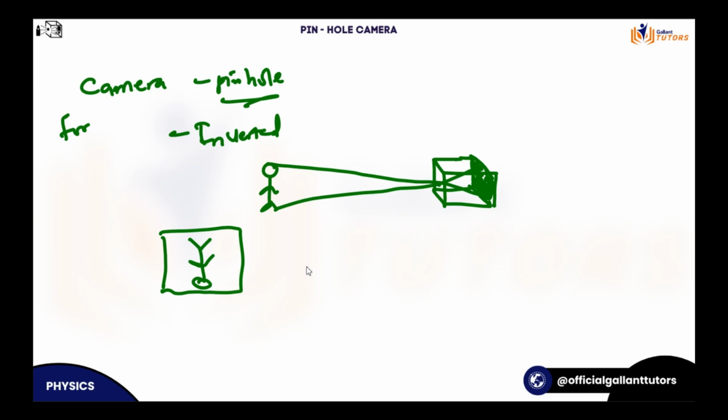So, what are the characteristics of the image produced by a pinhole camera? First, the image produced is inverted. Number two, it's smaller in size. Is that clear? It's smaller in size, and the image can be used in analysis of the rectilinear propagation of light.